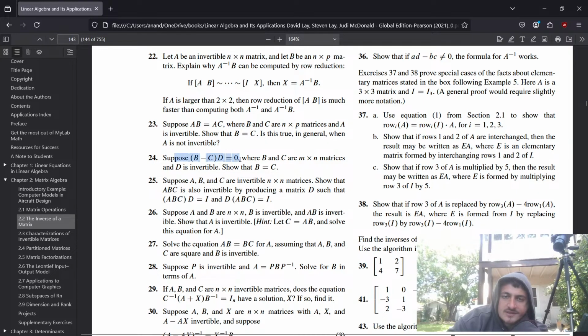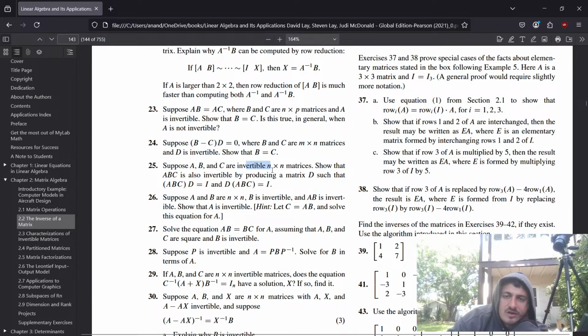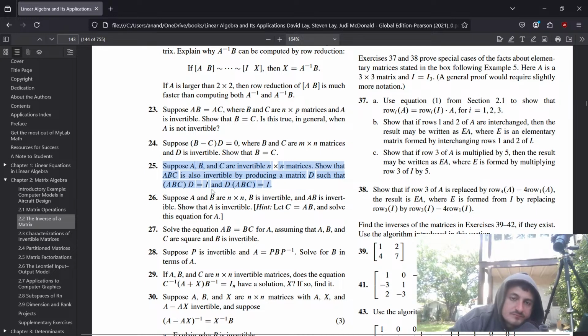Suppose B minus C times D is 0, where B and C are m by n, and D is invertible. Show that B is equal to C. Suppose A, B, and C are all invertible. Show that A times B times C is also invertible. That one's easy, but we could do that one. But yeah, I like that one. I like all of these. All of these ones are really good.